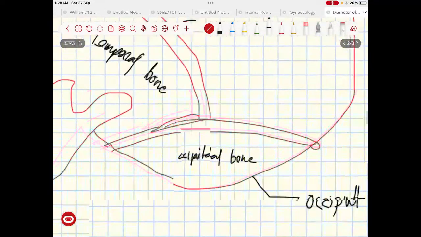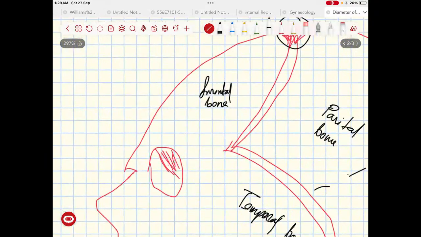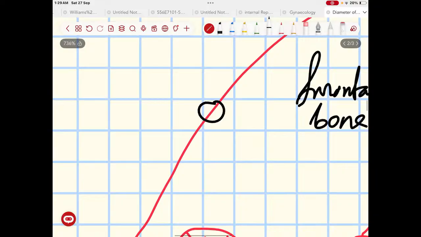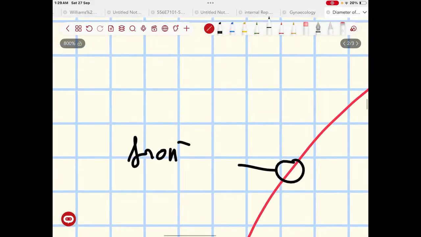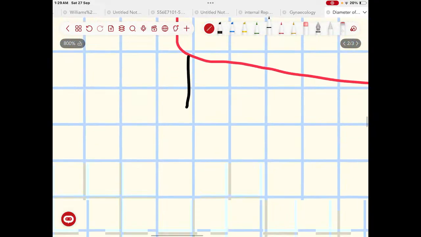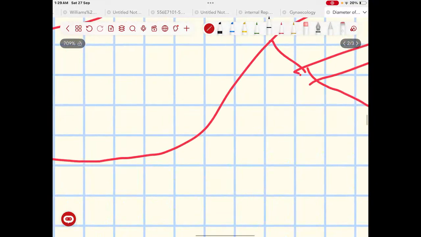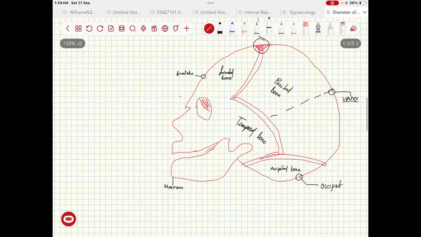Okay? So there are three things. This we took as the occiput, and this is called bregma. We took three portions. First, this portion is called frontalis. Okay, and this portion is called mentum, and this is the submentum. I don't know how to write this.